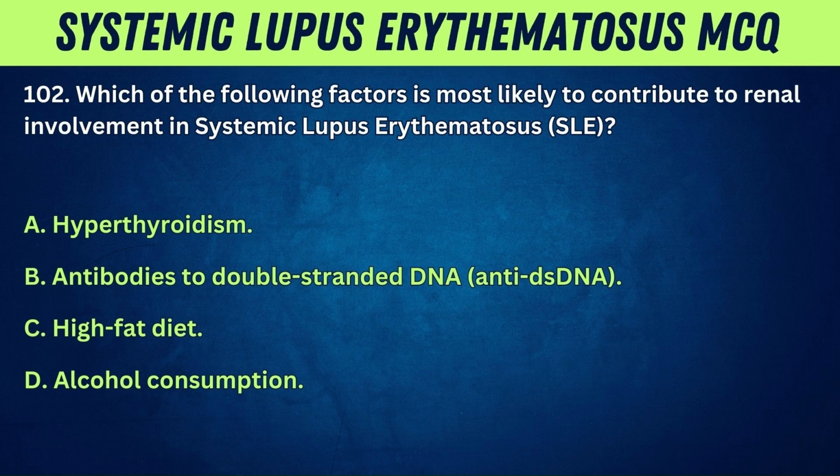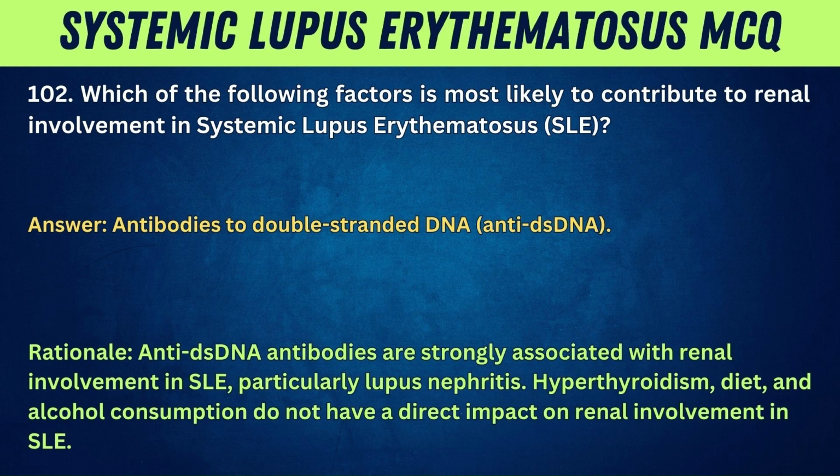102. Which of the following factors is most likely to contribute to renal involvement in systemic lupus erythematosus, SLE? A. Hyperthyroidism. B. Antibodies to double-stranded DNA, anti-dsDNA. C. High-fat diet. D. Alcohol consumption. Answer: antibodies to double-stranded DNA, anti-dsDNA.